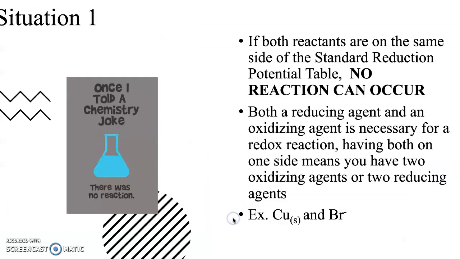Option number 1. If you find both reactants on the left side or both reactants on the right side of the table, no reaction is possible. This is because you need both a reducing agent and an oxidizing agent to have a complete redox reaction. For example, if you had only copper and Br- in the reactants, no reaction could occur since both can only oxidize.